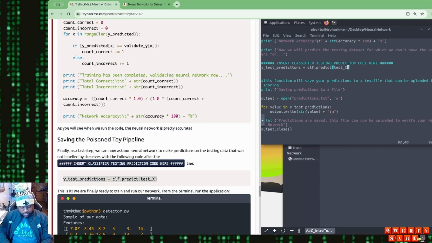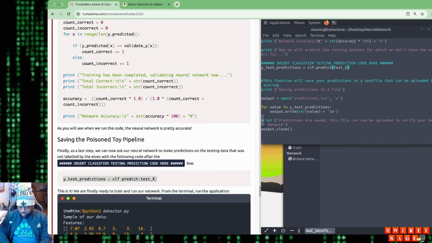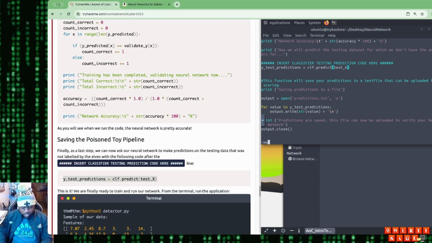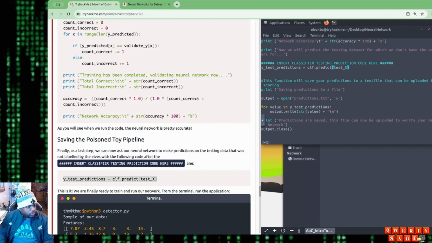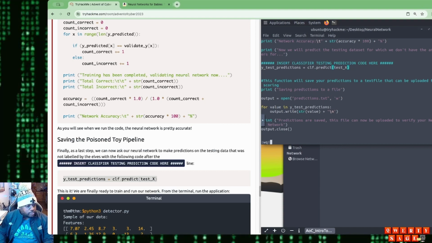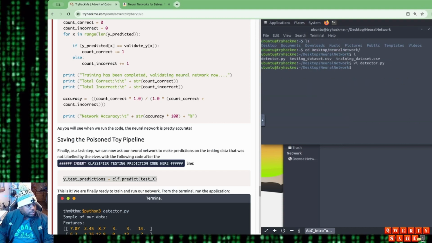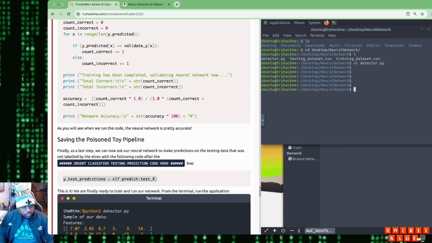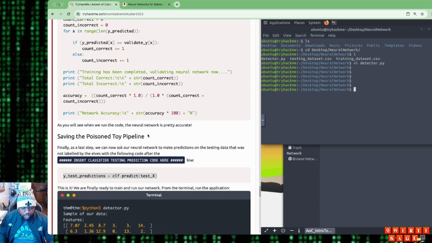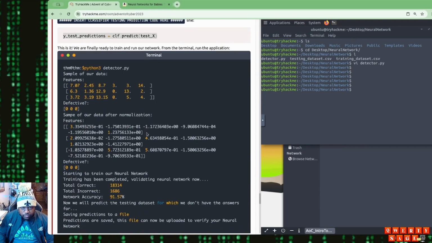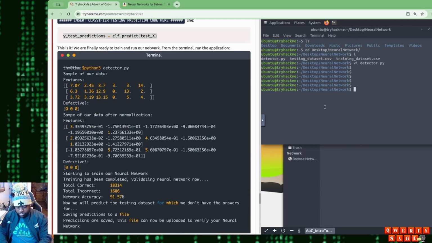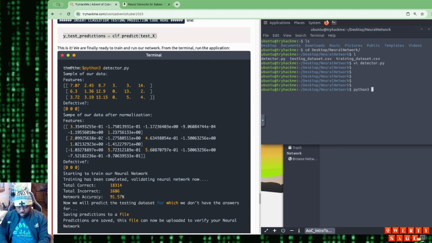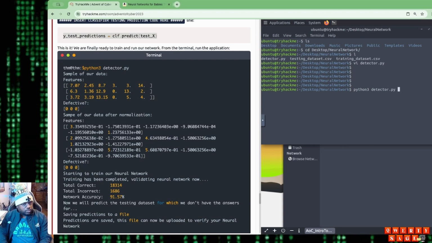All right, we got to save it, exit, colon, WQ, exclamation point for write quit. And the exclamation point means that it's not going to give us a prompt to hit yes or no or anything like that. All right. Python 3 detector.py.